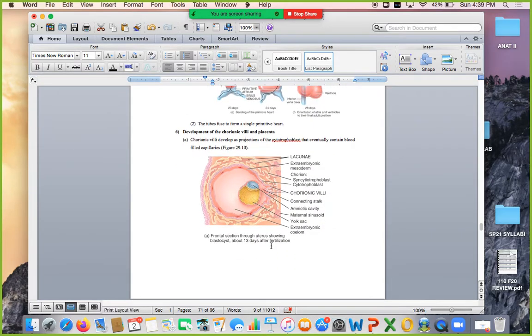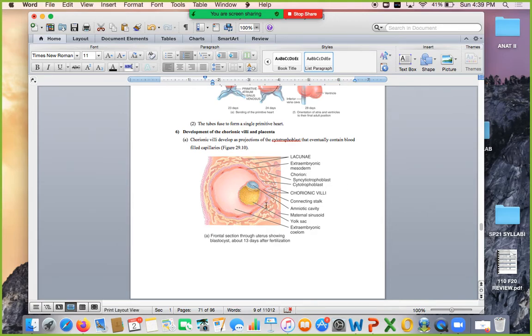Let's see. So let's talk about the placenta. So basically the placenta is going to come from the chorionic villi. So the chorionic villi are going to start as small little projections of the cytotrophoblast layer that are going to have these capillary beds that are blood filled, right? These chorionic villi. See all these lacunae. Remember we saw lacunae? We saw that also in the bone. It just meant like kind of holes or spaces. So this is going to be spaces that are going to be able to fill with blood.